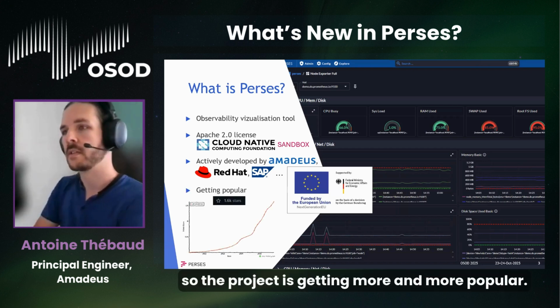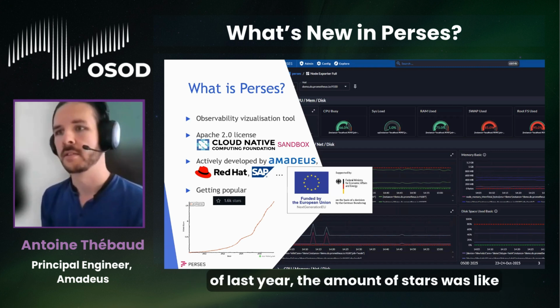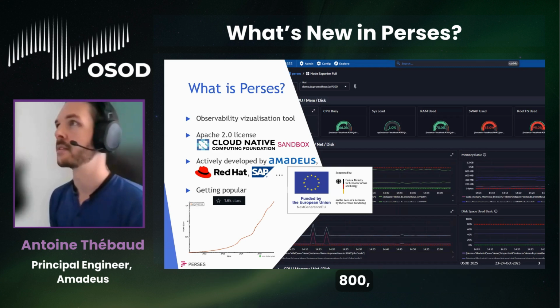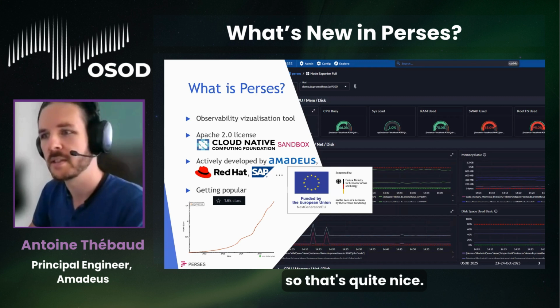Last point, the project is getting more and more popular. At the Open Observability Days last year, the number of stars was around 800. It's twice that amount now. So that's quite nice.